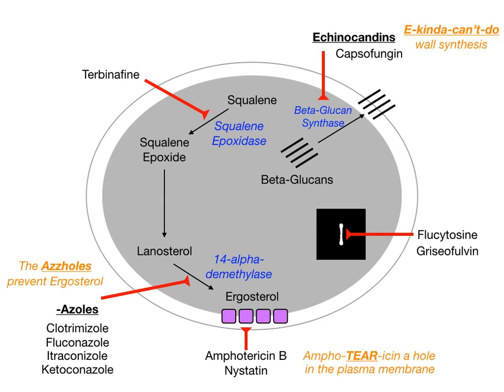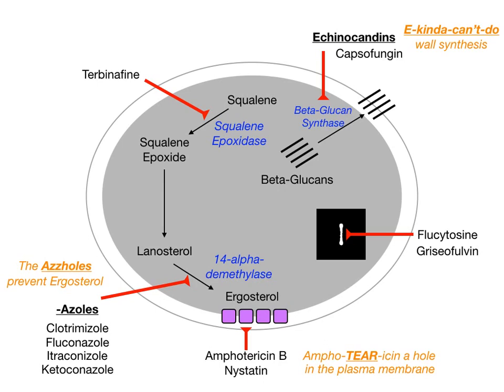So I've put the mnemonics here in orange. Let's start at the top, echinocandins. So to remind you that echinocandins inhibit cell wall synthesis, echinocandin sounds like "you kinda can't do," and I always remembered you kinda can't do cell wall synthesis if you give an echinocandin. So that's how I remember that. You kinda can't do cell wall synthesis if you give echinocandins.